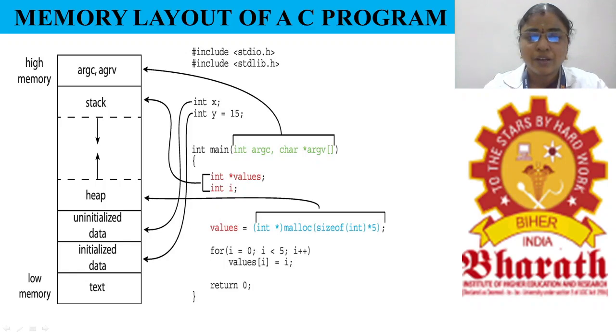The next one, for i = 0; i < 5; i++. So here only I am going to initialize the value i = 0. Then when the value is less than 5, I am going to increment the i value. So the current i value 0 will be stored in values[i]. So this loop will be repeated till the i value reaches 5. Then return 0. So the main function will close. So the memory layout of a C program shows how the variables and the dynamic memory allocation are stored in the process.